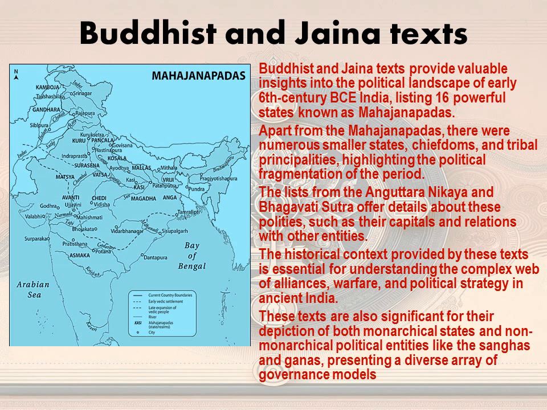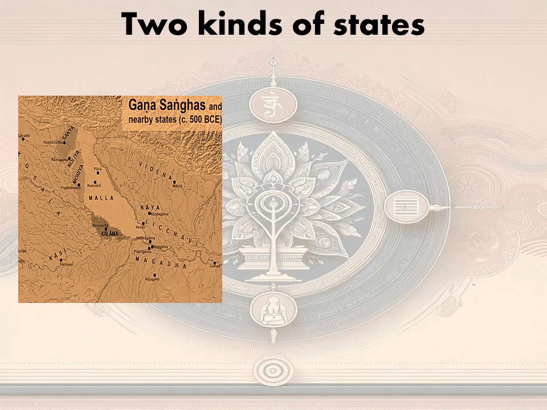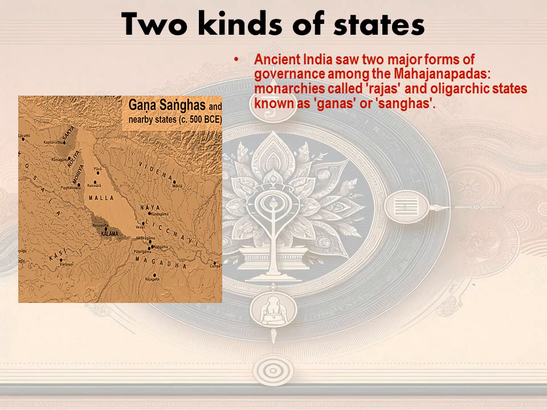These texts are also significant for their depiction of both monarchical states and non-monarchical political entities like Sanghas and Ganas, presenting a diverse array of governance models. So now we will go into the two kinds of states. What were the two kinds of governments which functioned during these times?